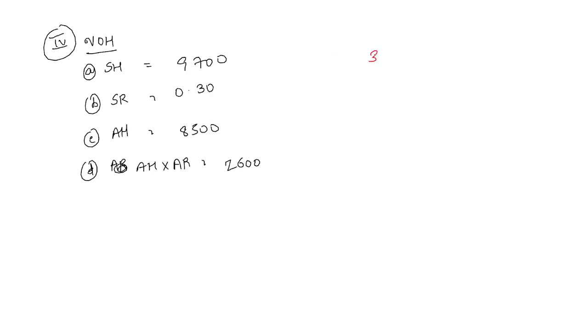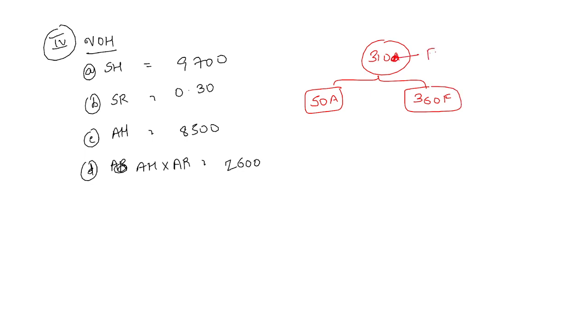310 adverse. Then you have 50 adverse. Okay. And 360 favorable, is it? Okay. This one is favorable. Okay. You want the labor slide, Samit?